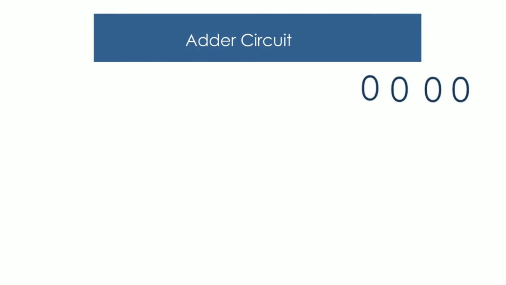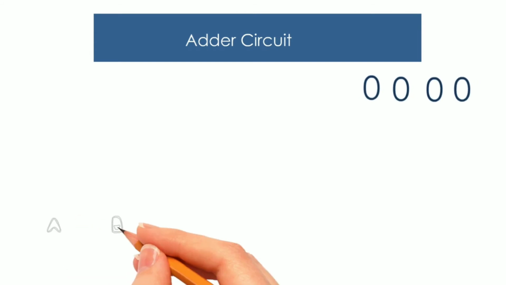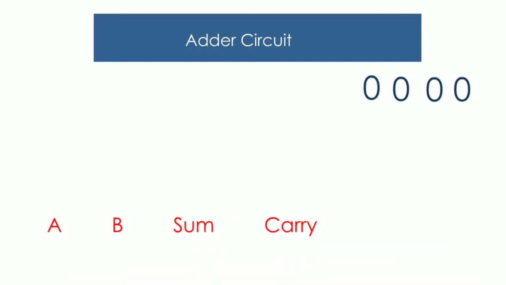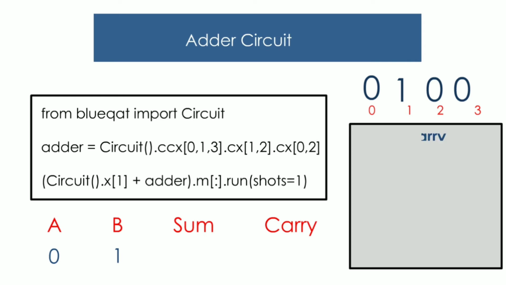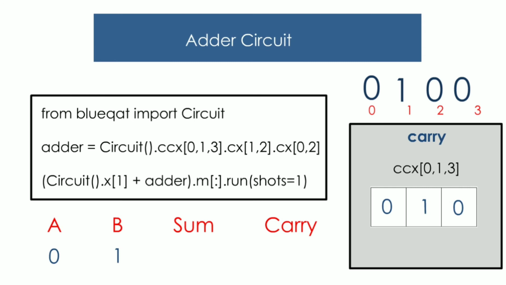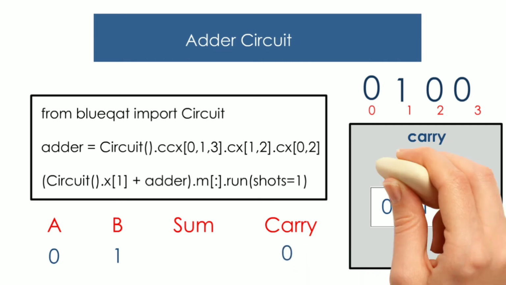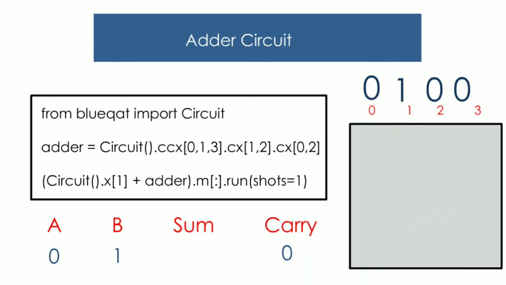Now let us see how we got the output as 0110. The inputs here will make the first qubit 1. Now let us take a look at the carry circuit. We take 3 qubits, that is 0, 1 and 3. Since both the control qubits are not 1, the target will not flip, therefore the carry circuit output will be 0. Let us take a look at the sum circuit.